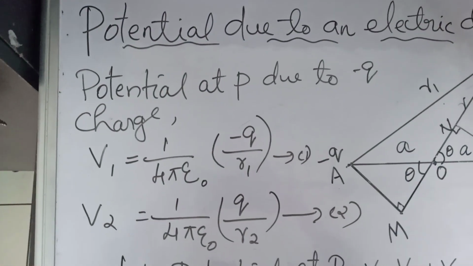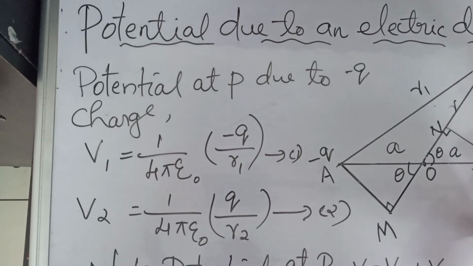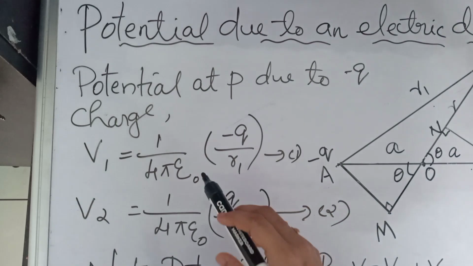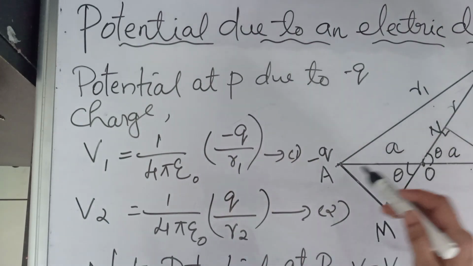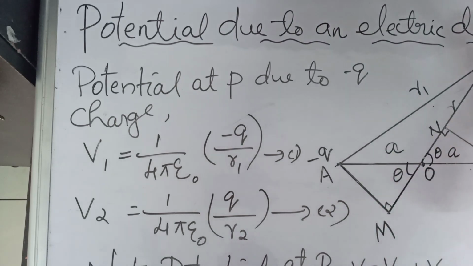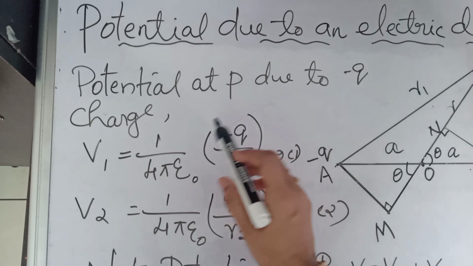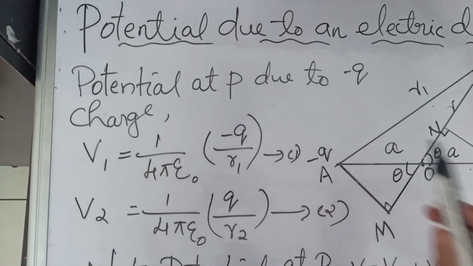here the potential at P due to minus Q charge we have to find, and then the potential at P due to plus Q charge we have to find. What is the equation for finding potential due to minus Q? Minus Q means 1 by 4 pi epsilon 0 minus Q by distance, right? So by R1, that is the equation for finding the potential at P due to minus Q charge.